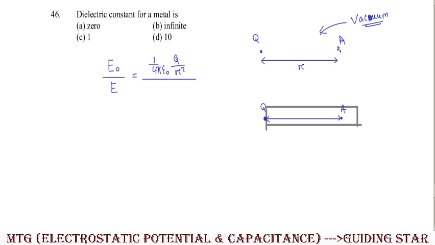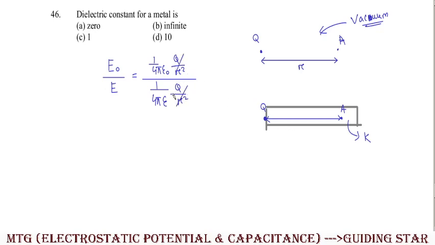Clear? Just as we calculate the electric field there, we will calculate the electric field here, but the thing is that the dielectric constant of the given medium is K. Here it is stated that the dielectric constant of this medium is K. Clear? Okay, so here in this particular case, the electric field in the given medium will be 1 upon 4 pi epsilon, q upon r square.